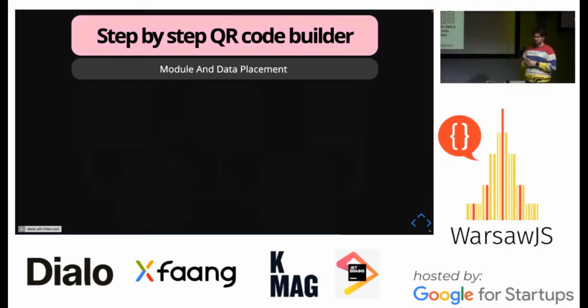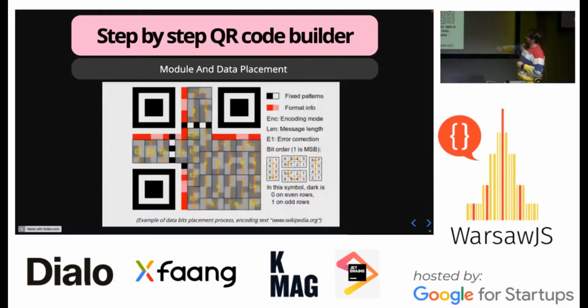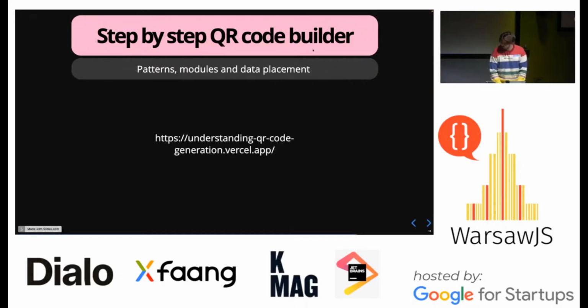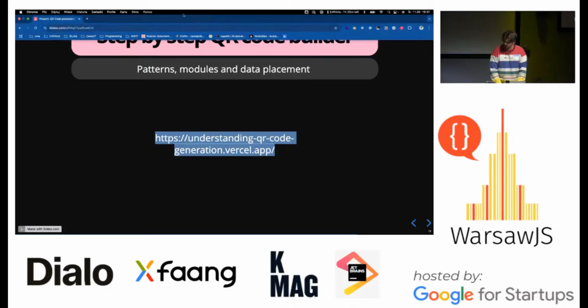And now there is a little image, but please don't read everything here. Just focus on this space. As I said before, here we have the information about the data and the character count. Then we put our words, the actual data. And at the end, we put the error correction codes. And now I created a little app to show you nice patterns, modules, and how data is placed.